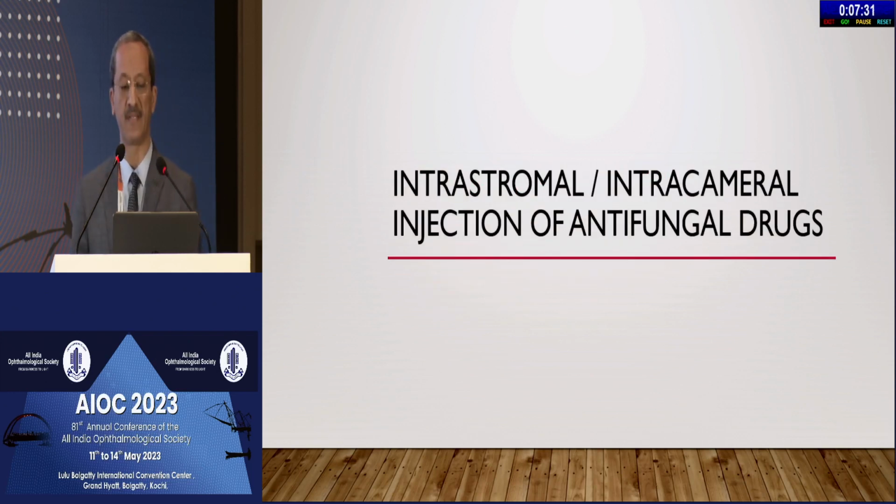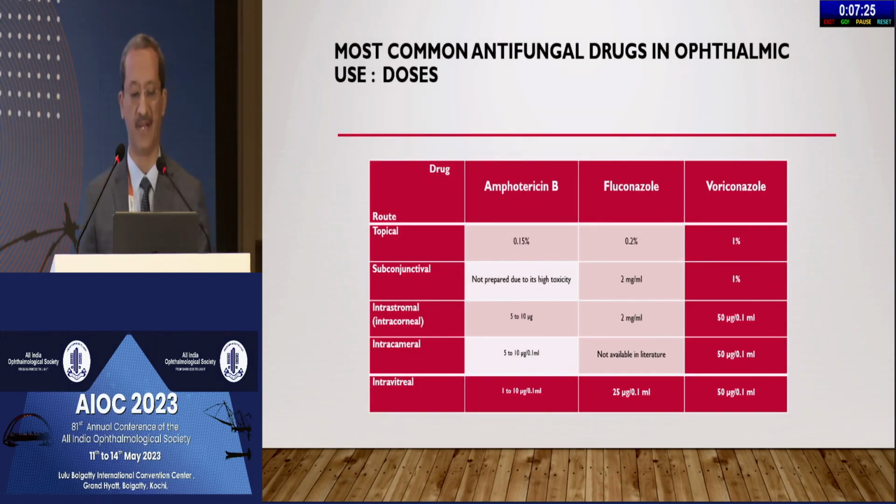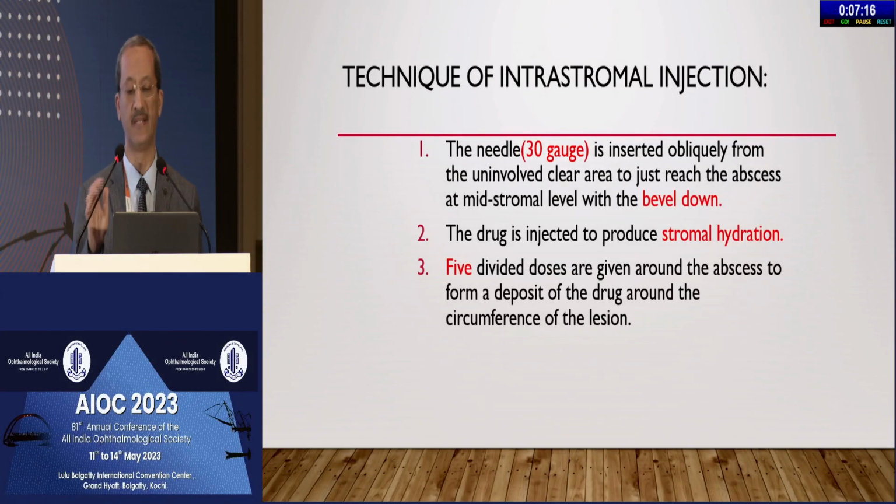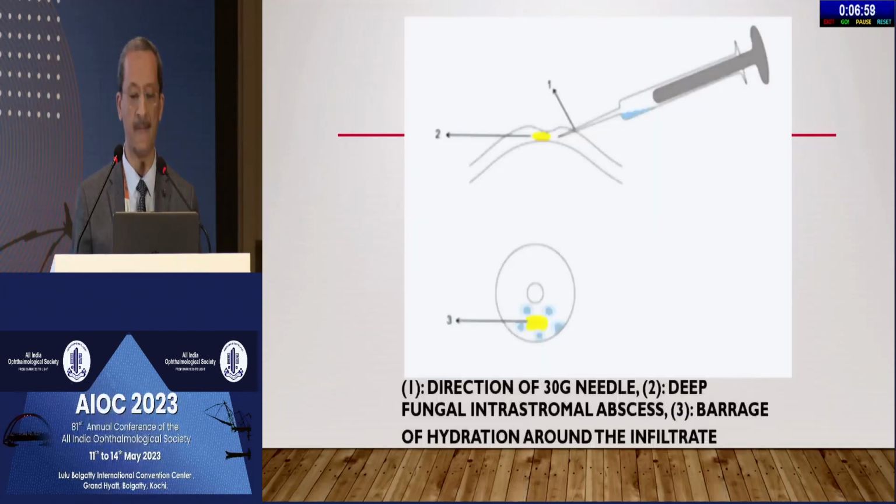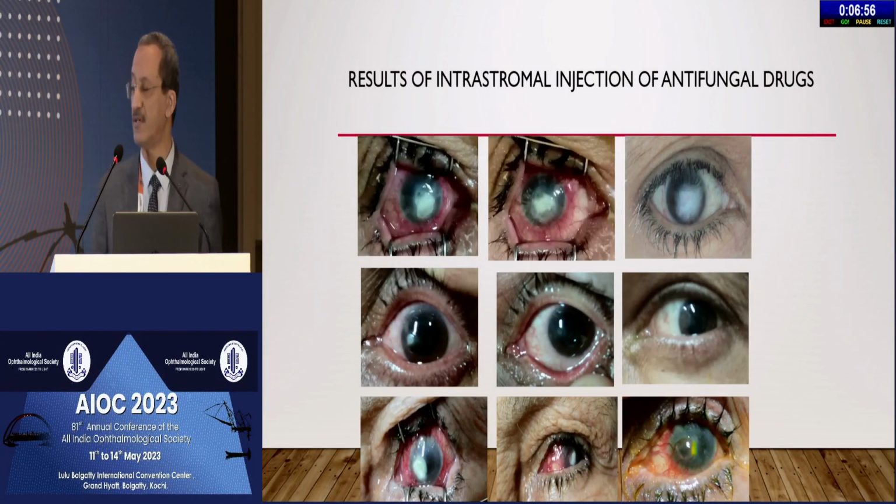Another item is intrastromal and intracameral injection of antifungal drugs. We have many antifungals like amphotericin, fluconazole, and voriconazole with different concentrations, and we can use them. The usual way to inject the antifungal, as we know, is using a small gauge needle, 30 gauge, with bevel down, where you can apply more than 4 or 5 injections around the ulcer. These are some examples of the intrastromal injection, before and after, showing the improvement.